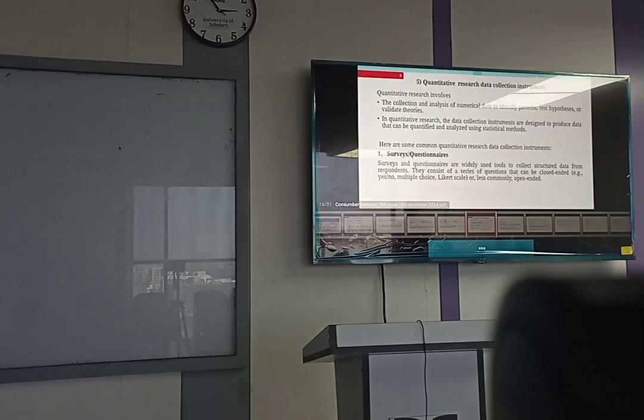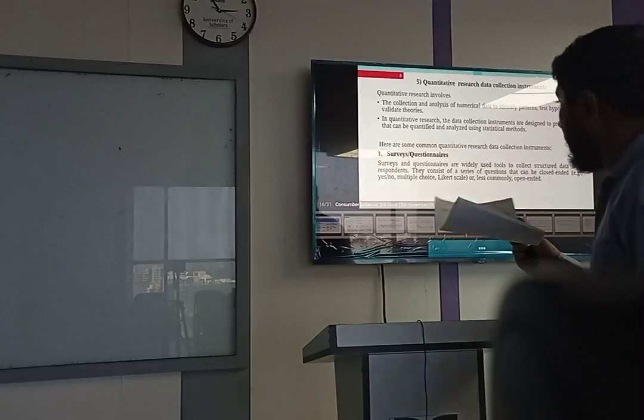Okay. Quantitative research involves the collection and analysis of numerical data to identify patterns, test hypotheses, or validate theories. In quantitative research, the data collection instruments are designed to produce data that can be quantified and analyzed using statistical methods. The thing is, in quantitative data analysis, it's all statistical data and numerical things. So here are some common quantitative research data collection instruments.